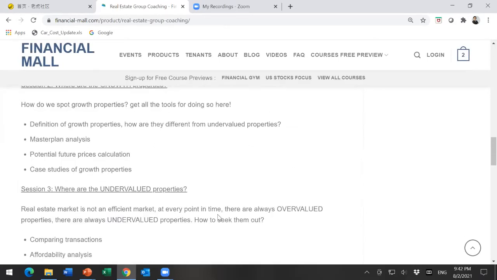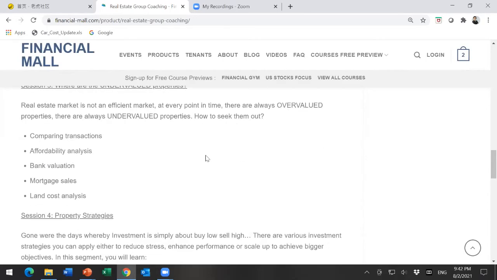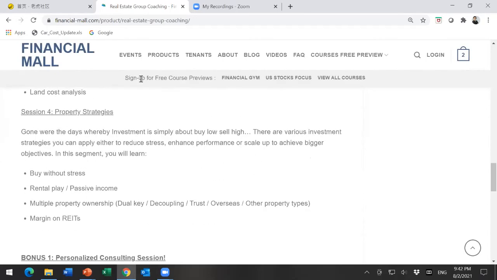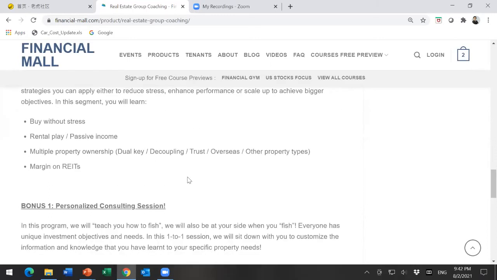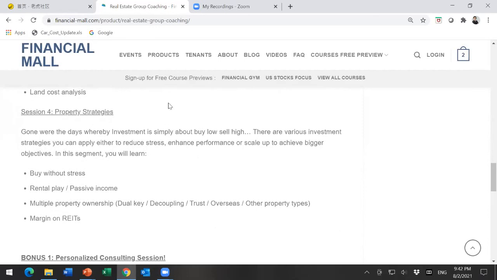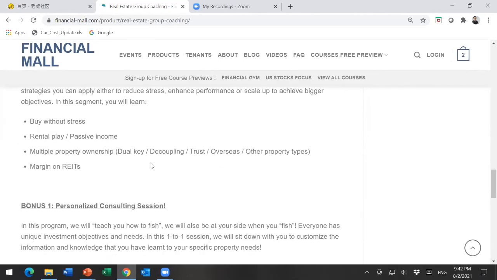So if you'd like to come for a recap, this is what we're going to cover. This is probably something new: we're going to talk about property strategies. As we say here, property is no longer just buy low, sell high. There are various investment strategies you can apply to reduce stress, enhance performance, or scale up to achieve bigger objectives. For example, buy without stress, rental play, passive income, multiple property ownership and how to plan for it, and margin on REITs. These are some of the new things we're going to cover in the course today.